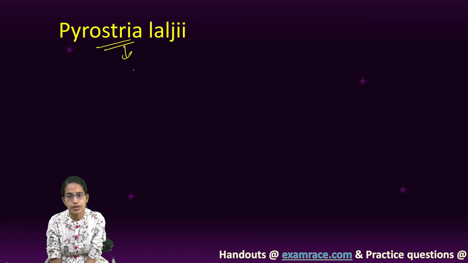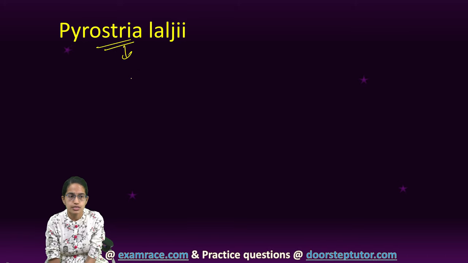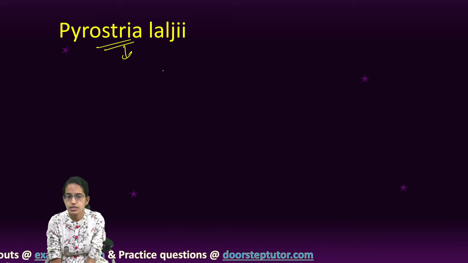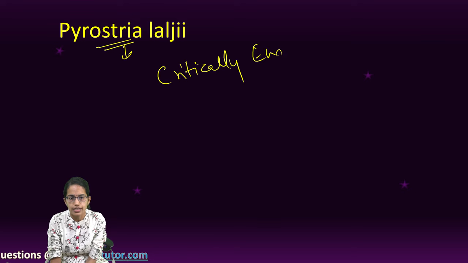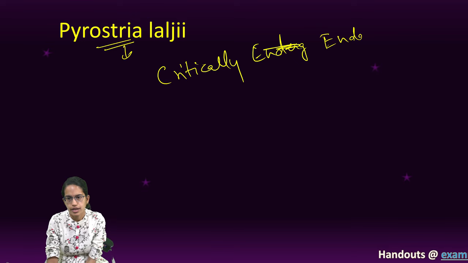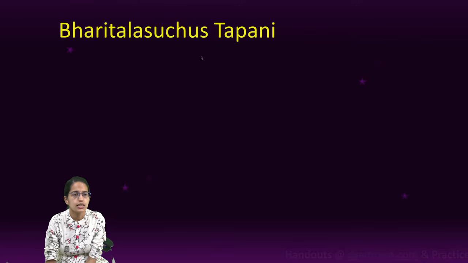The next is Pyrostria laljii. Pyrostria belongs to the coffee family, and it is originally from Madagascar. We have seen trees in India as well. Pyrostria is the major group, and here we say that it is one of the critically endangered species as per the IUCN classification. So it is a critically endangered species. Clear?